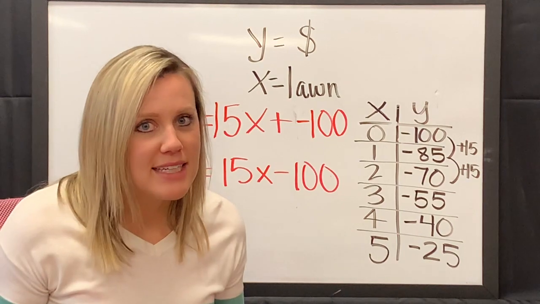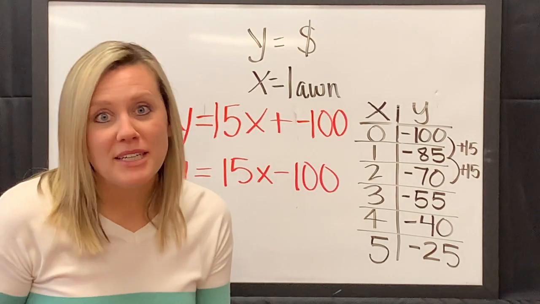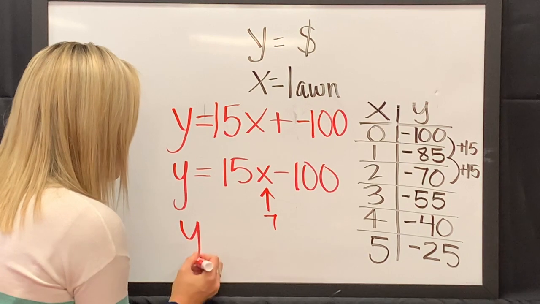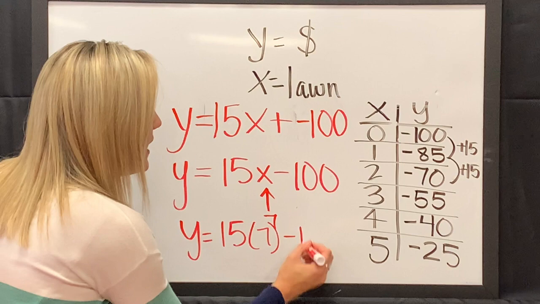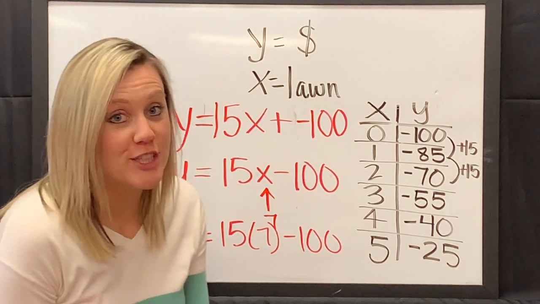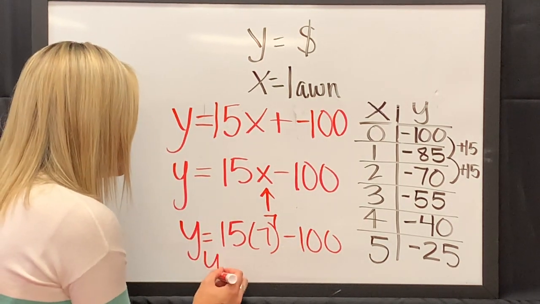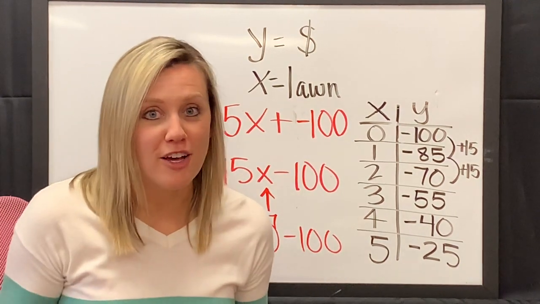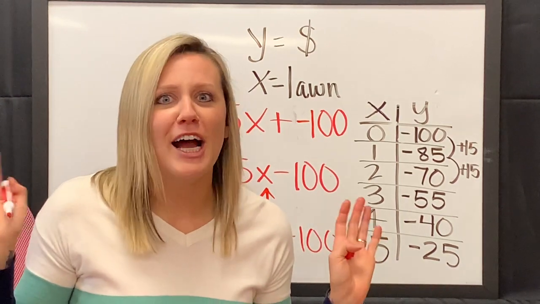So let's see how much money I would make after mowing 7 lawns. I'm going to take 7 and I'm going to plug 7 in for my x. So I'm going to have y equals 15 times 7, and then I'm going to minus my 100. Well, 15 times 7 is 105, and 105 minus 100 is going to give me $5. So after mowing 7 lawns, I'll be out of debt and I'll still have $5 to go get me a coffee.